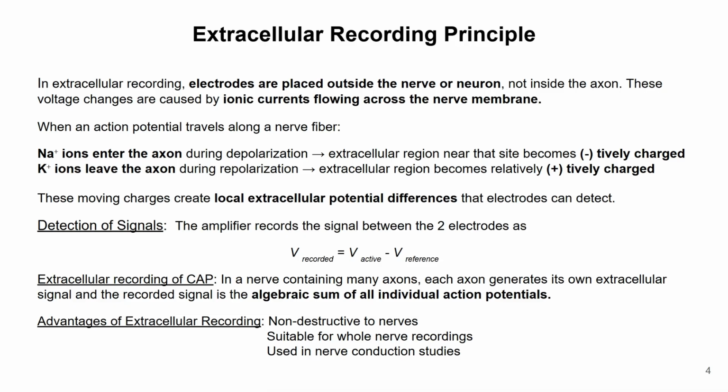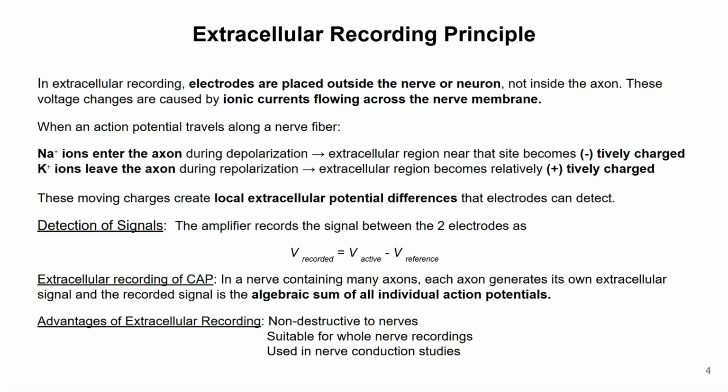can detect. Coming on to the detection of signals part, the amplifier, as was mentioned in the previous steps, records the signal between the two electrodes. The V recorded is the potential difference between the active electrode and the reference electrode. Now, this extracellular recording of compound action potential happens in a nerve containing many axons. Each axon generates its own extracellular signal, and the recorded signal is the algebraic sum of all individual action potentials.